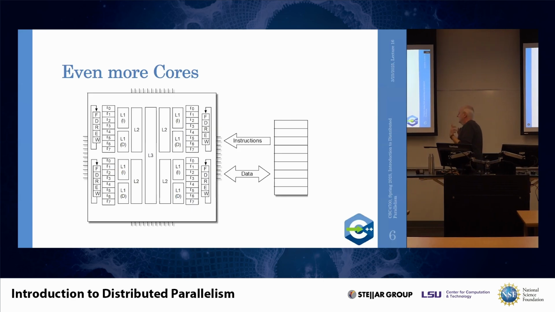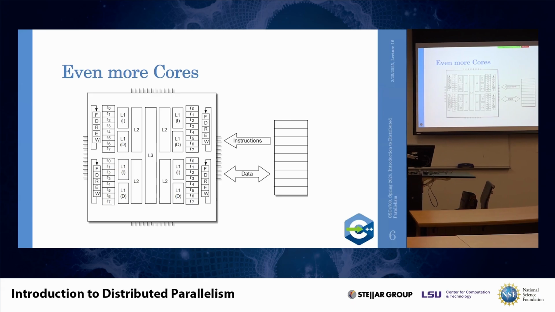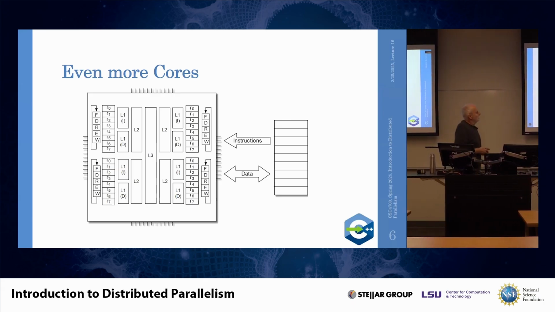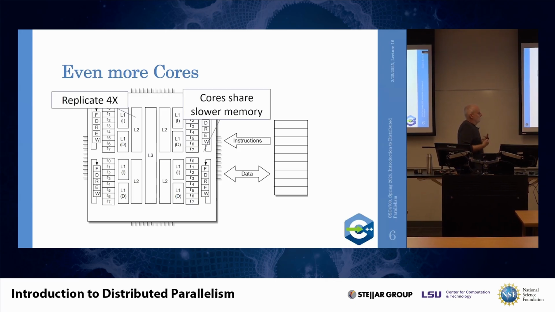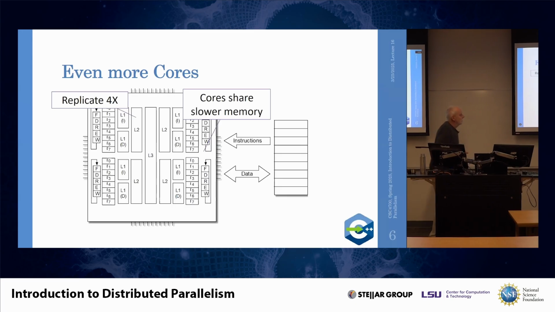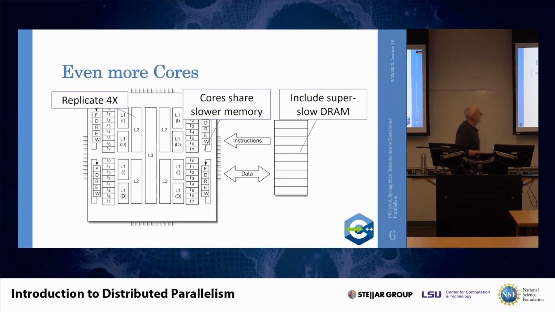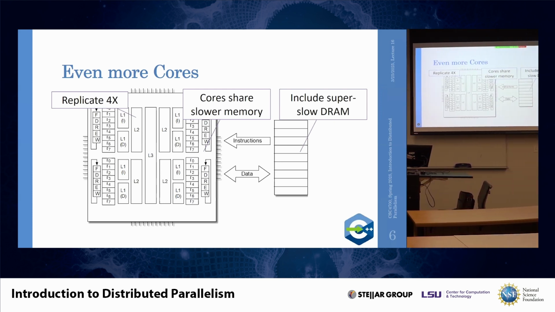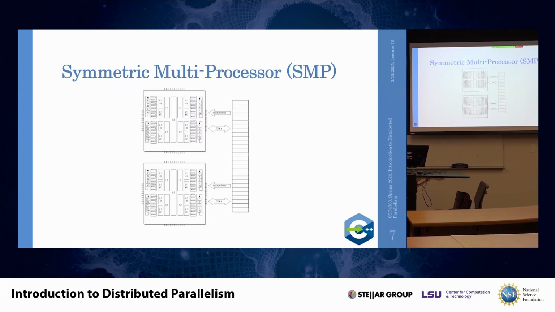Even more cores, so that evolution is still going on today. We are today at, I don't know, 128, 256 cores per chip. So no surprises there. The cores share the slower memory externally, but have some cache consistency protocol that ensures that the existing software still runs correctly.